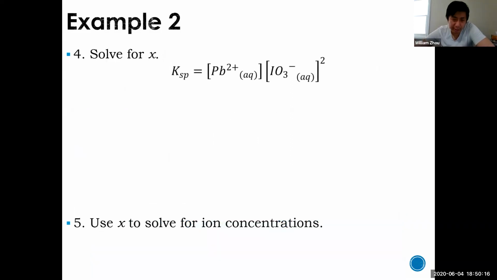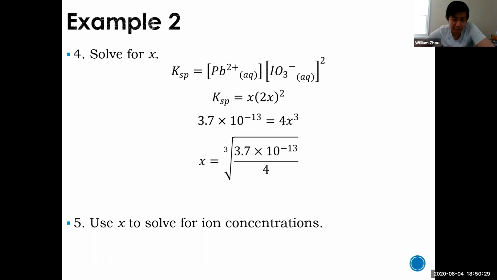So here is the Ksp. You substitute x and 2x. So that means you plug in the Ksp, 3.7 times 10 to the negative 13 equals 4x cubed. You can solve for x using algebra. Just move everybody over, take the cube root, calculate that, and you get 4.5 times 10 to the negative 5 moles per liter. That's what x is.